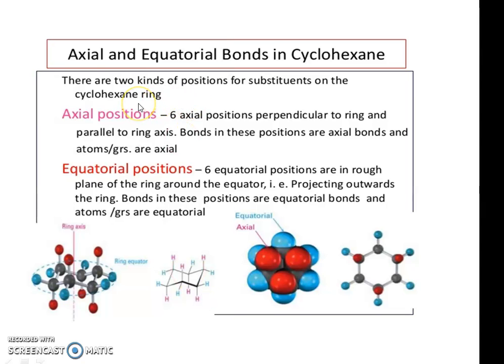And here, accordingly, there are 2 types of bonds observed in cyclohexane. One bond is named the axial bond, the other one is the equatorial bond. Accordingly, axial hydrogens and equatorial hydrogens. So we can say the 6 axial positions are perpendicular to the ring and they are parallel to the ring axis.